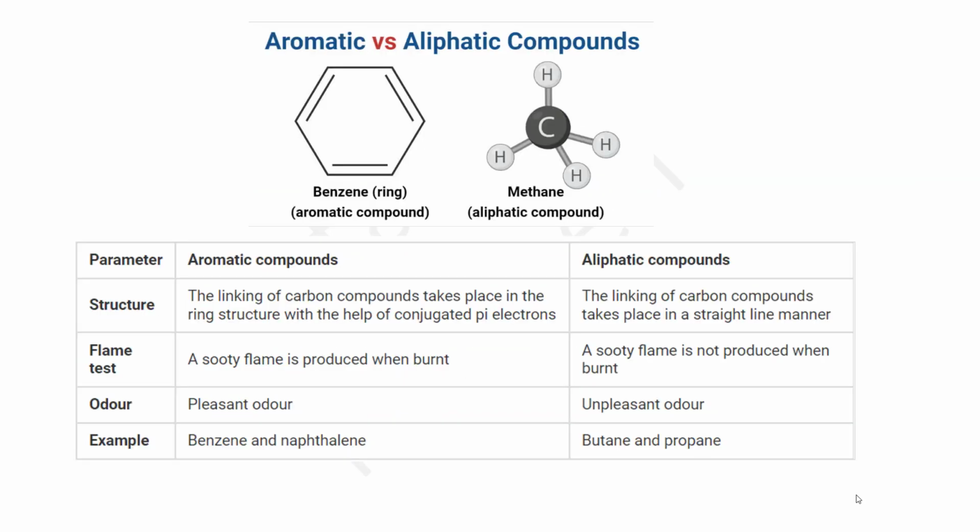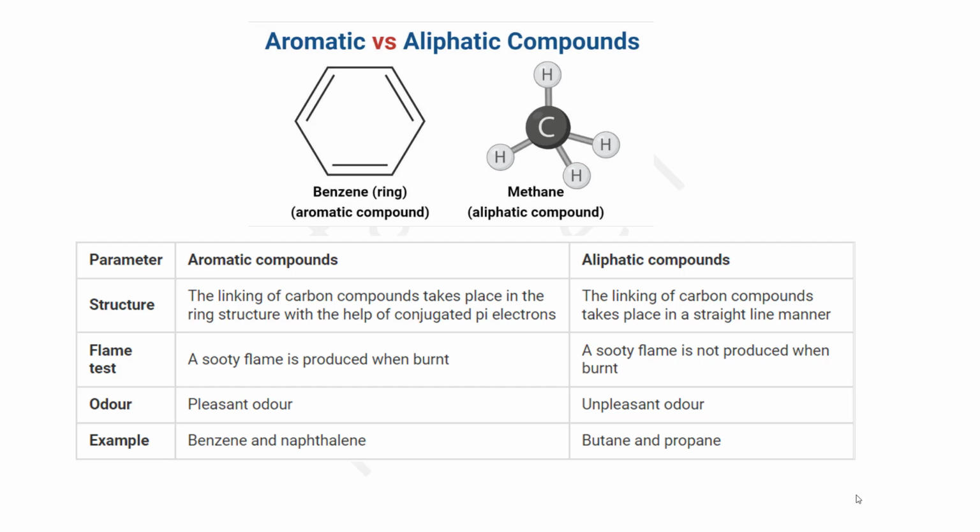Now, there are many types of hydrocarbons, right? In that, aromatic and aliphatic compounds are very important. They may ask you to mention the differences between the aromatic and aliphatic compounds. That's why I am putting this table here. Now, you have to address 4 things. First, what about the structure of the compounds? Then what is their flame test? Okay. Then what is the smell of those compounds, that is odor, and then examples.